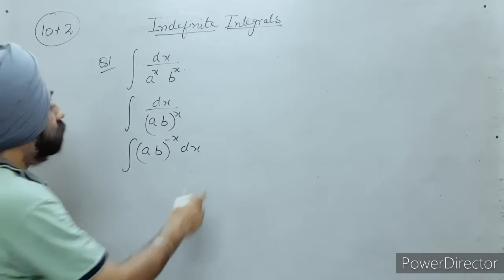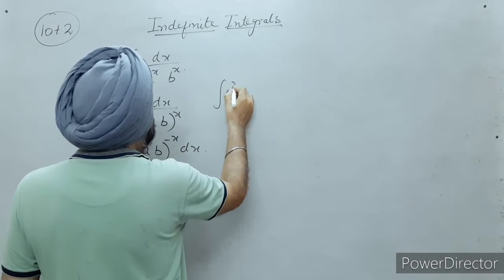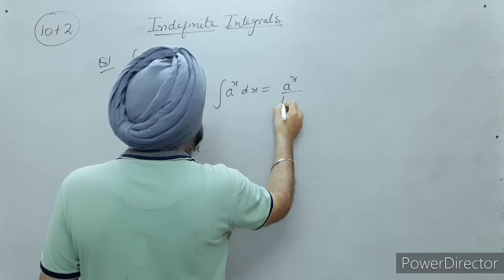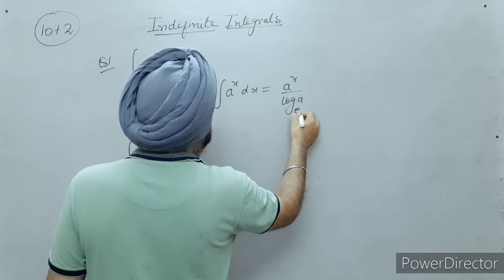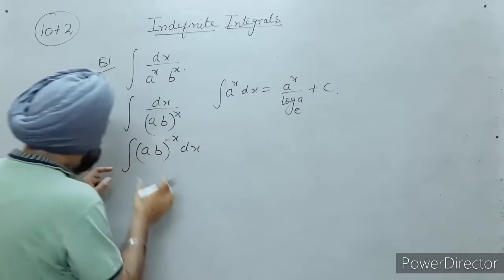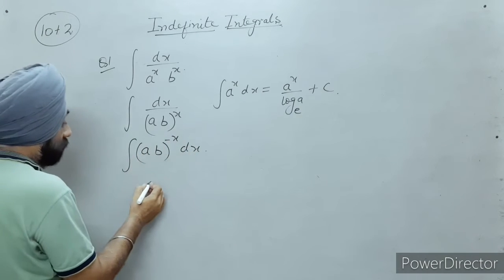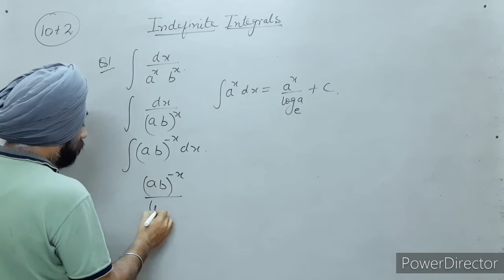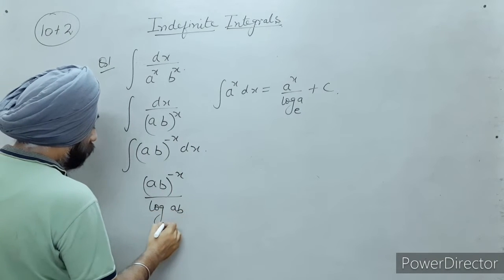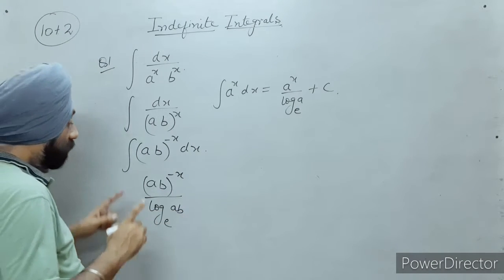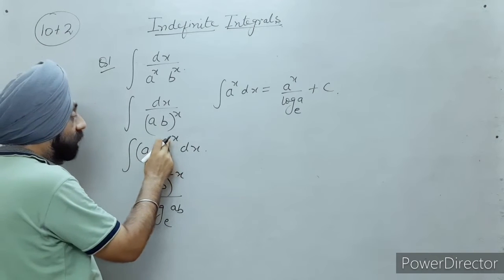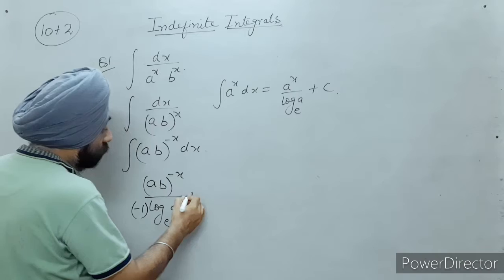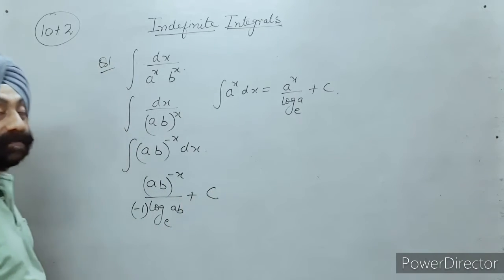Now I will use this formula: the integral of a to the power x dx is equal to a to the power x divided by log of a to the base e, plus c. But here the coefficient of x is minus 1, so we have to divide by minus 1 also, and add the constant of integration.